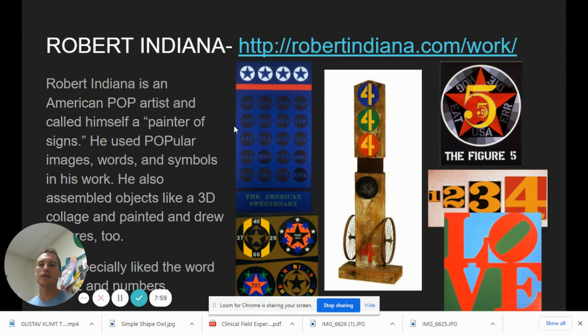All right, Robert Indiana. Robert Indiana is an American pop artist. He called himself a painter of signs. He used popular images, words, and symbols in his work. He also assembled objects like a 3D collage and painted and drew all sorts of things as well. He especially liked the word love, and he loved using numbers as well. So he was obsessed with numbers and short words so that he could use them repeatedly in his work. So he creates rhythm and pattern with numbers and letters.